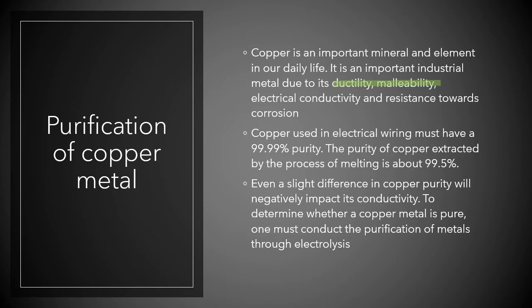Alright, so copper used in electrical wiring must have 99.9% purity. The purity of copper extracted by the process of melting is about 99.5%. Even a slight difference in copper purity will negatively impact its conductivity. To obtain pure copper, one must conduct the purification of metals through electrolysis.